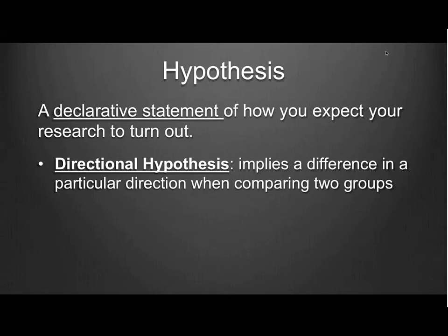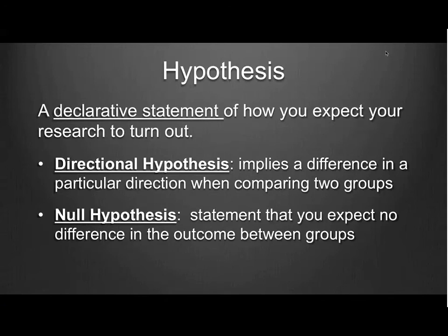You can have a directional hypothesis, which implies that there's going to be a difference in a particular direction when you're comparing two groups, and we'll give you an example of this in a second. And the other type is a null hypothesis, and that's a statement that you expect no difference in the outcome between the groups that you're studying.